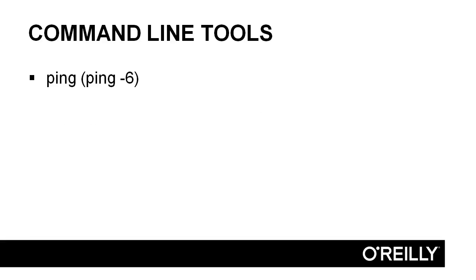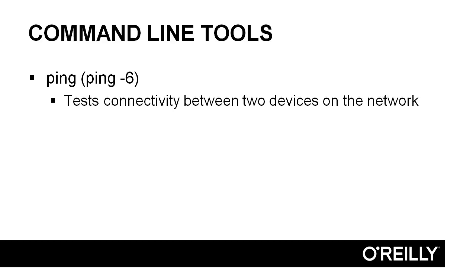Ping is another command you will use quite a bit. Notice you can use the -6 switch with ping to make it work with IP version 6 addressing, but ping tests connectivity between two devices on the network. Now, usually, you're going to execute the command ping, put a space, and put an IP address.